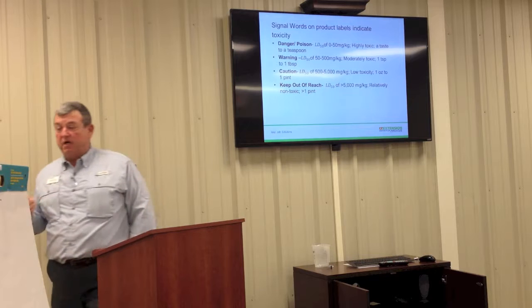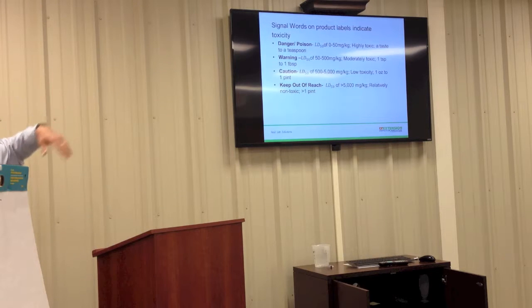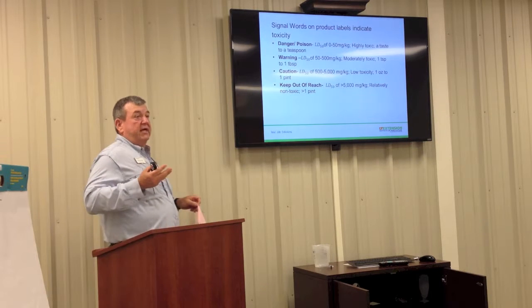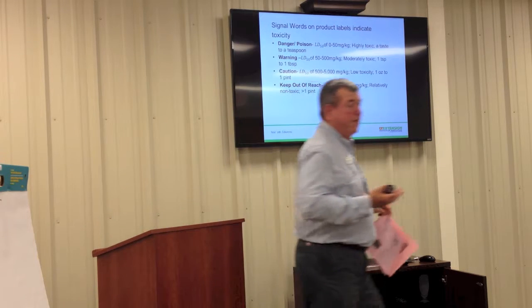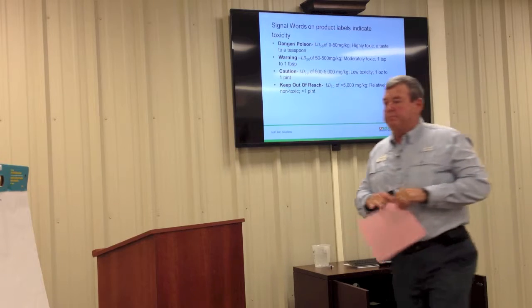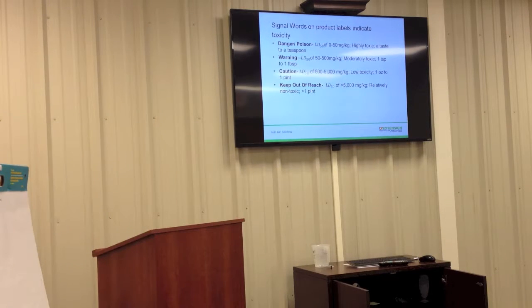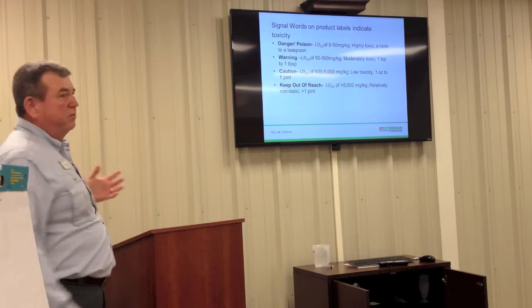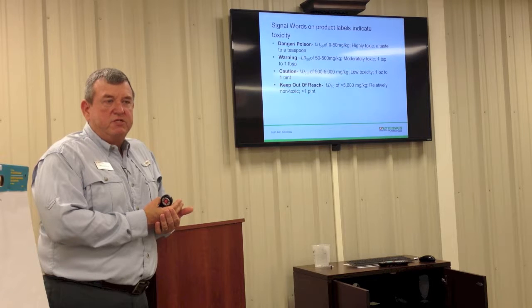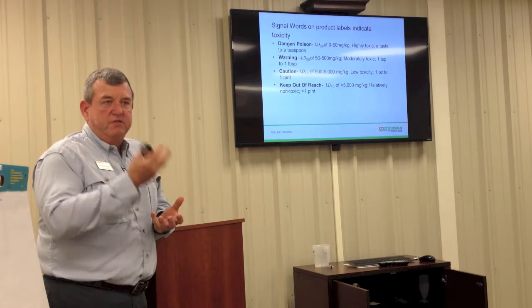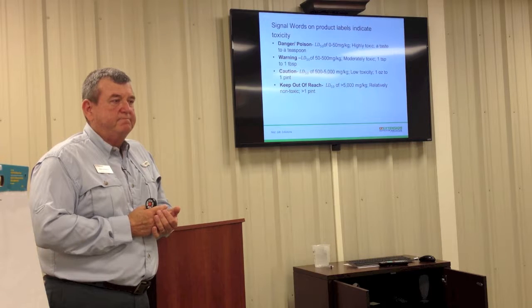The next most toxic one, and we're going in descending order here, the word is warning. It's got an LD50 of anywhere from 50 to 500 milligrams per kilogram body weight, so it's referred to as moderately toxic. It would take anywhere from a teaspoon to a tablespoon to be lethal. Let me point out something when it's talking about a teaspoon or a tablespoon. They're talking about the technical material that's used to manufacture the pesticide that you're purchasing. It's not necessarily the formulation you have, but the pure technical material.